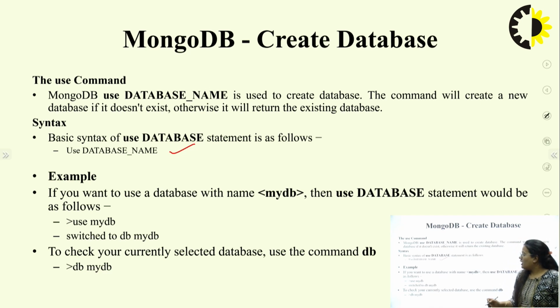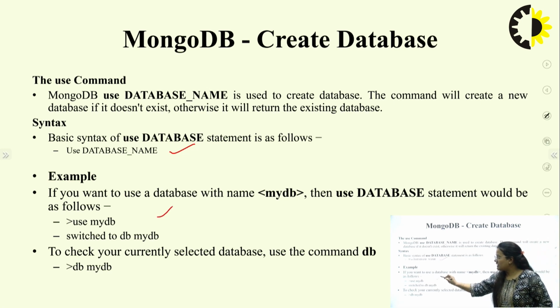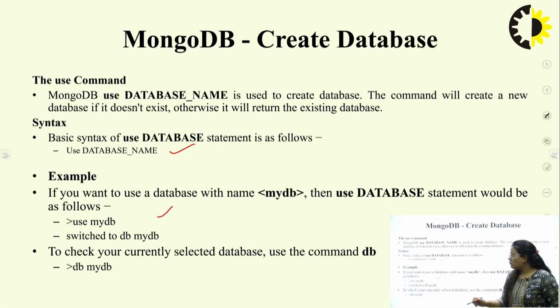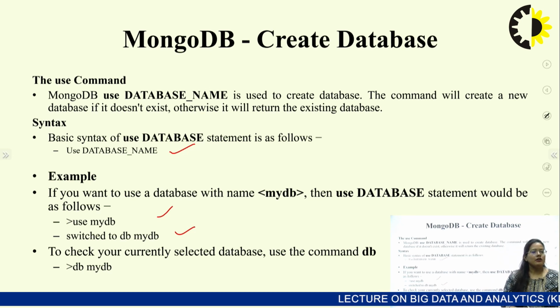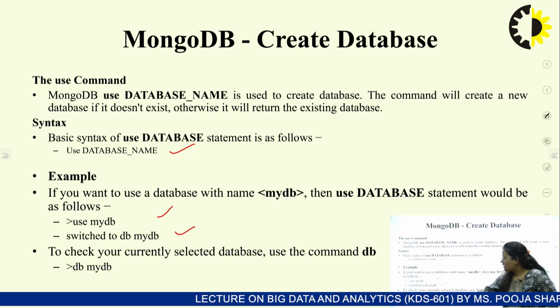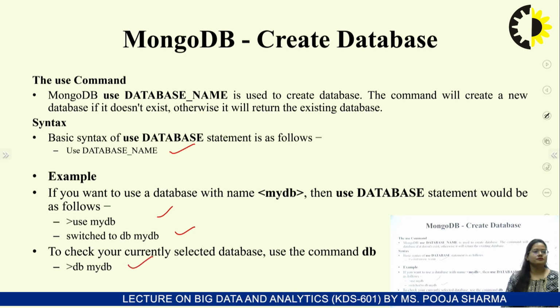If you want to use a database with name my database, then the use database statement would be as follows: use my database. The output will be switched to db my database. This will be the output of this command. To check your currently selected database, use the command db.